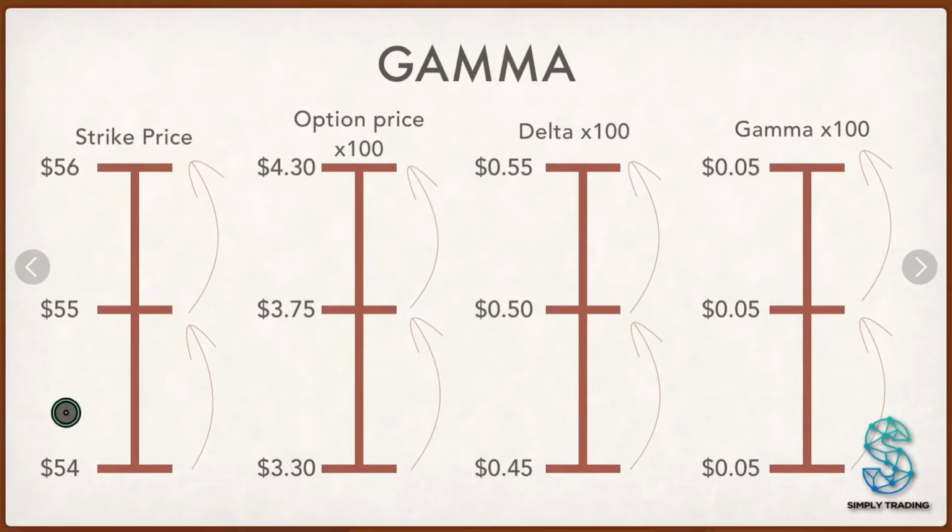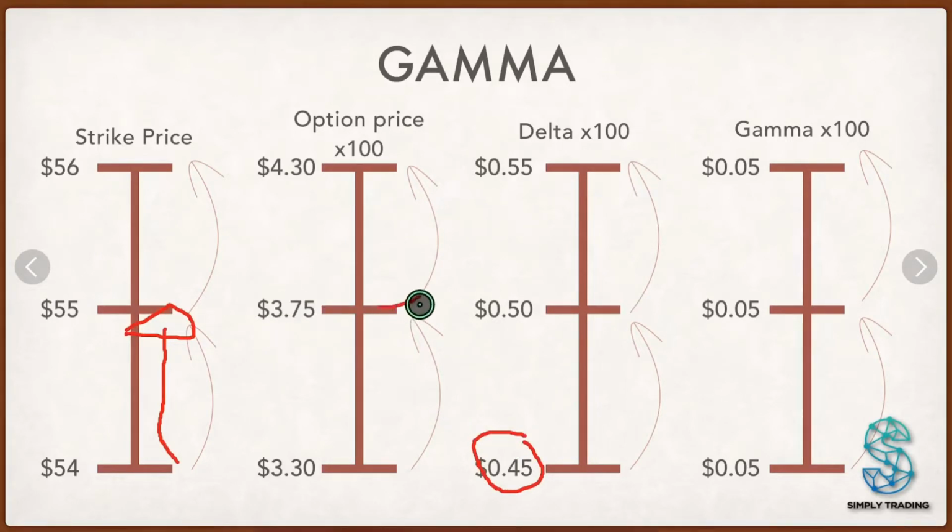Now we're going to break this down a little bit more. Let's say we have a strike price of $54. We paid $3.30 per share of that contract. Our delta is 45 cents, and our gamma is 5 cents. When the underlying share moves up $1, to this $55 range, our option value is going to increase by delta. So we gain 45 cents, and now we're at 3.75.